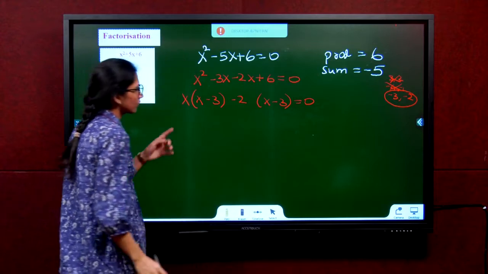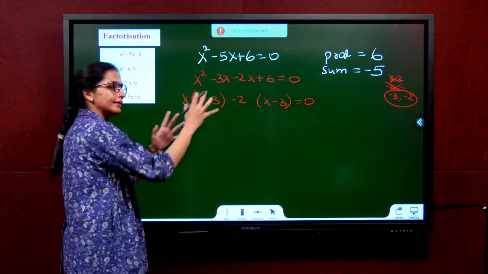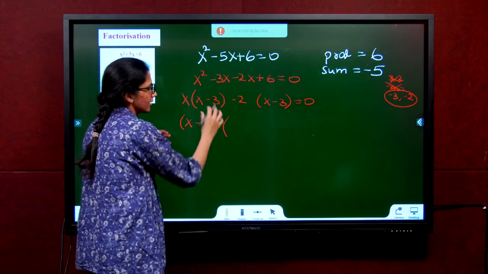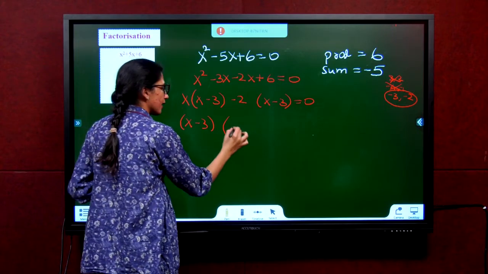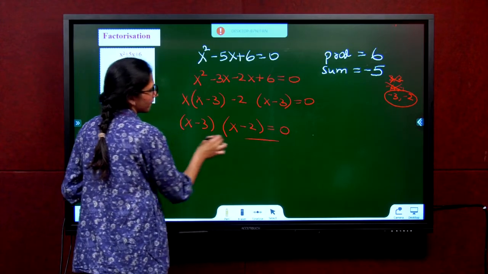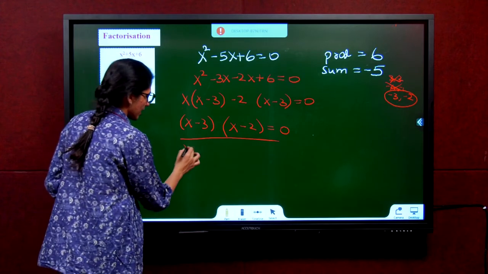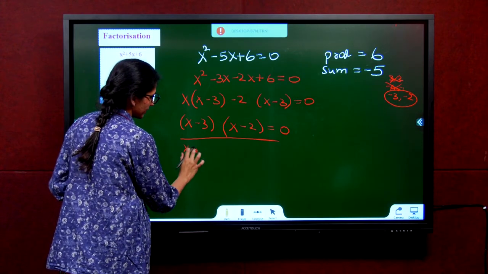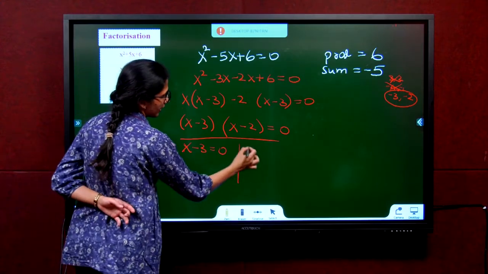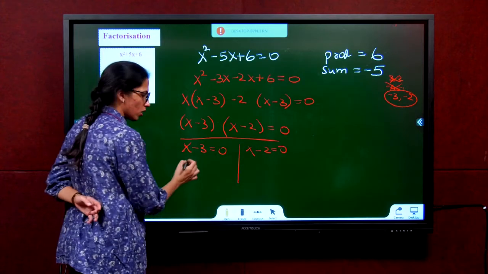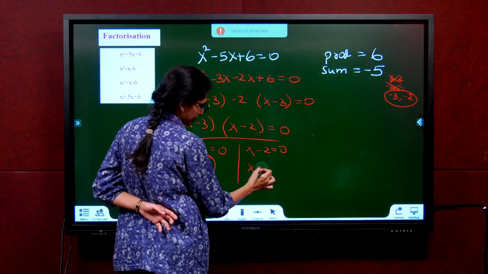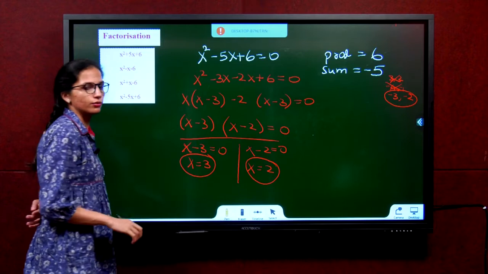Now, going back to this, what do I take common now? Take the bracket out. From this term, I am removing x minus 3. Who is left? x. From this term, I removed x minus 3. Who is left? Minus 2. So these will be my factors. What will be the roots? x minus 3 is 0 or x minus 2 is 0, so x equals 3 is a root or solution, and x equals 2 is a root or solution.